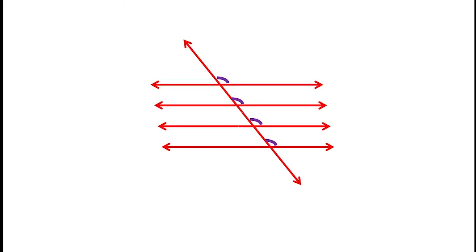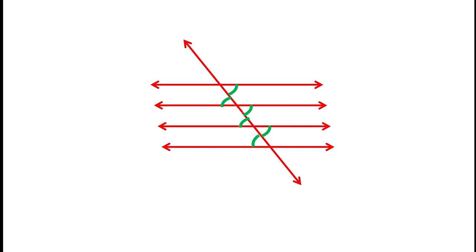Next, here I drew 4 parallel lines and a transversal. Here 4 corresponding angles I have marked. Their angles will be equal. Their angle measures will be equal because the lines are parallel.